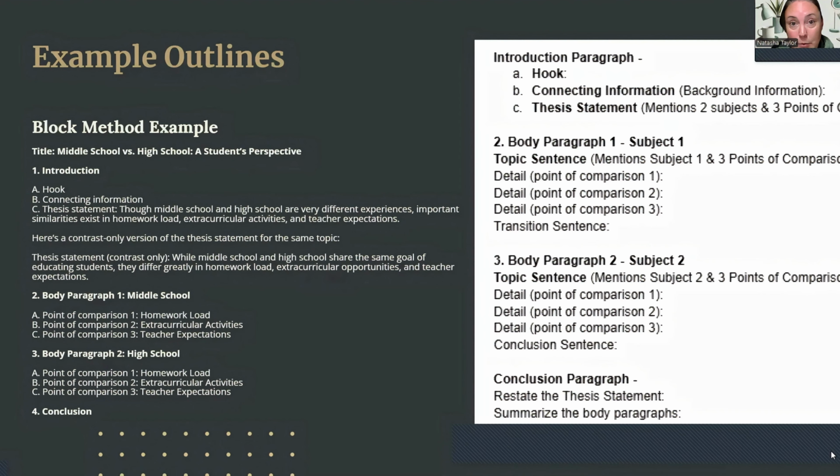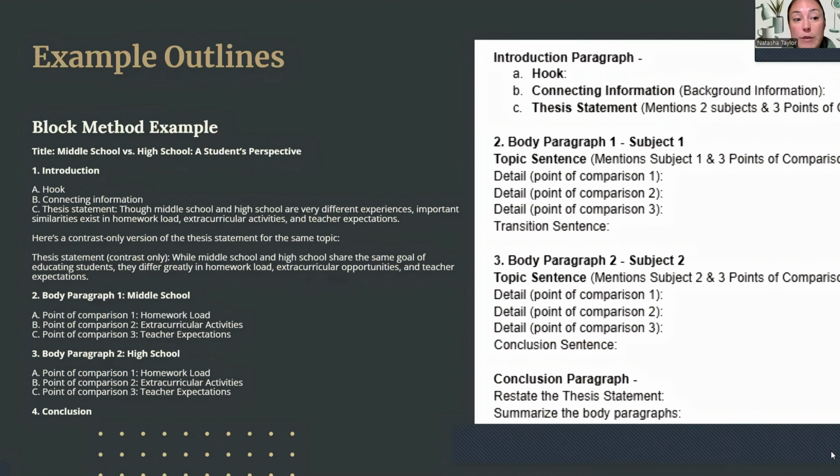So for the block method example, think of it as 2 blocks, 2 body paragraphs. So body paragraph 1 would then, for example, focus on middle school, because in the thesis statement, you mentioned middle school first. And it's going to discuss within body paragraph 1 the 3 points of comparison. Because you mentioned them in this order in the thesis statement, you're going to want to write, for example, point of comparison 1, homework load, point of comparison 2, extracurricular activities, point of comparison 3, teacher expectations.